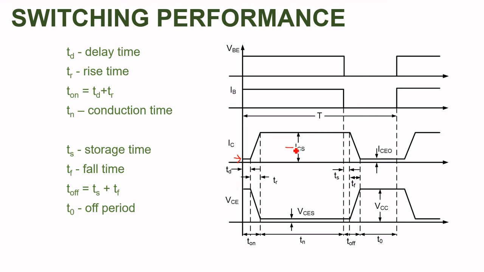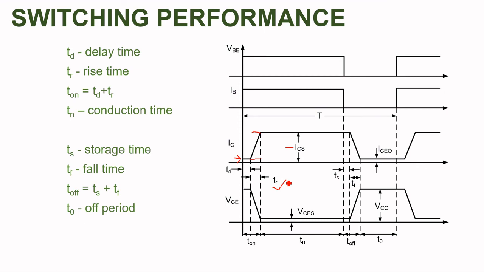The time required for rising the current from ICEO, that is the collector to emitter leakage current, to the on state current, that is ICS, is referred to as the rise time or TR. Thus, the total on time is the summation of delay time and rise time.